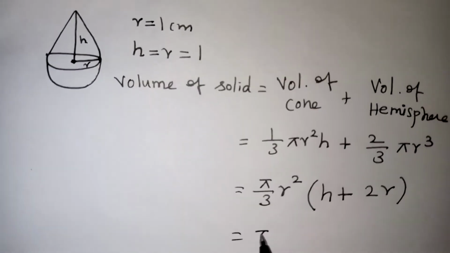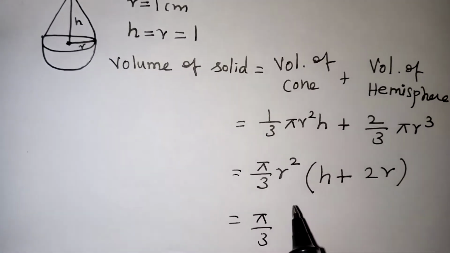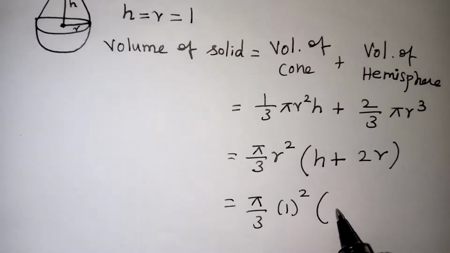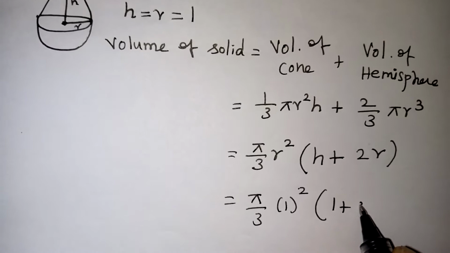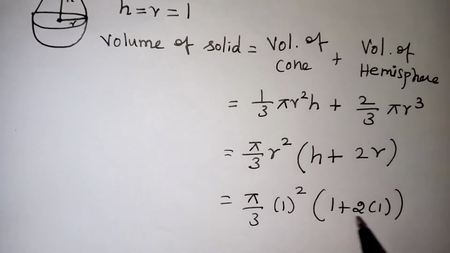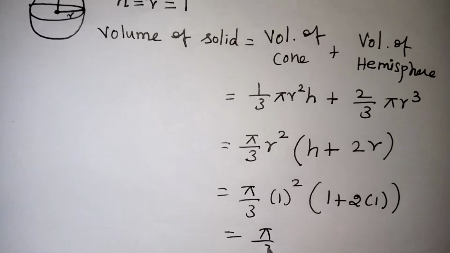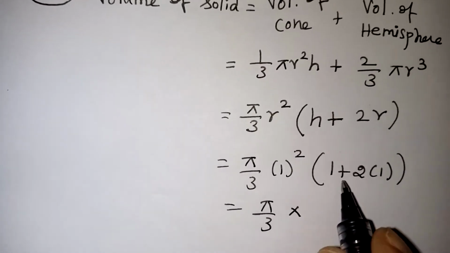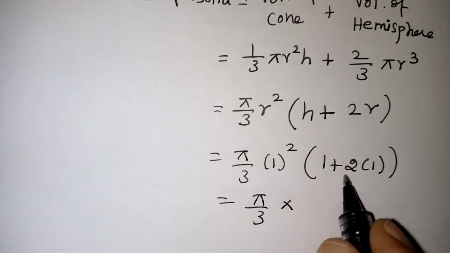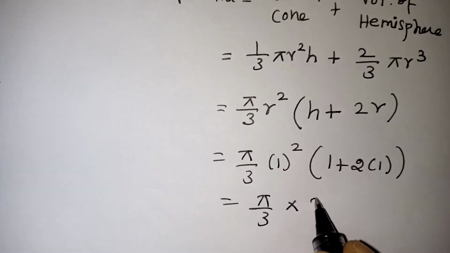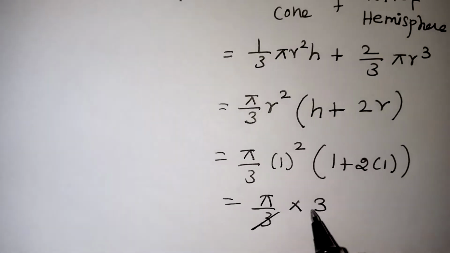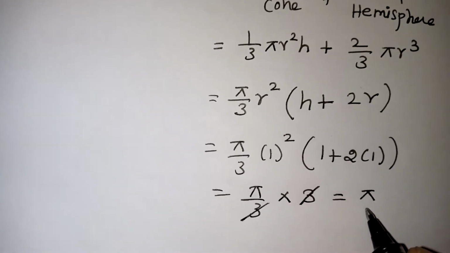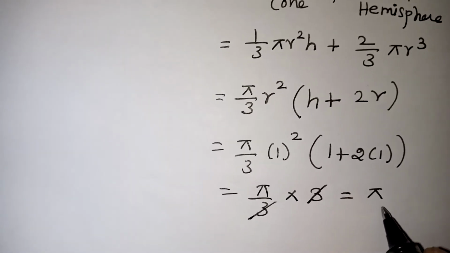Now pi by 3, the radius is given as 1, so 1 squared, and the height is also given as 1. So 1 plus 2 into the radius value 1. Now this is equal to pi by 3 into... multiplying by 1 will give you the same number, you need not write it again. 1 plus 2 ones are 2, 2 plus 1 is 3. So we are getting 3 here. 3 and 3 will get cancelled. The remaining value is pi. So this is the volume for the given solid. Pi is the volume for the given solid.